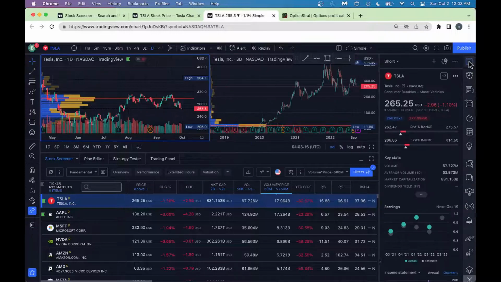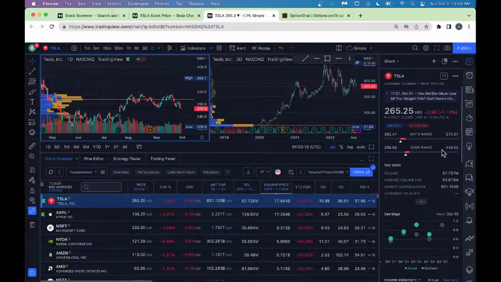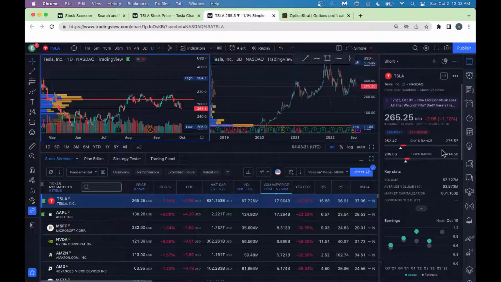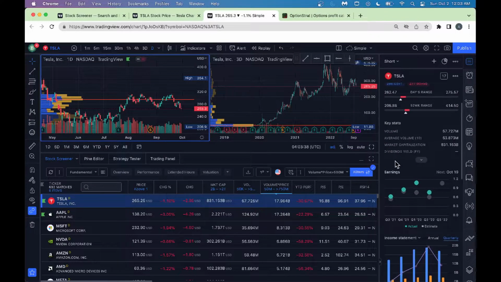Look, TradingView is great. I love it. It kind of gives you a lot of statistics here. Days range here, it's on a lower side on the days range. That tells you it's bearish on a daily range here. 52 week, it's somewhere less than half here, less than 50%. Again, slightly bearish.